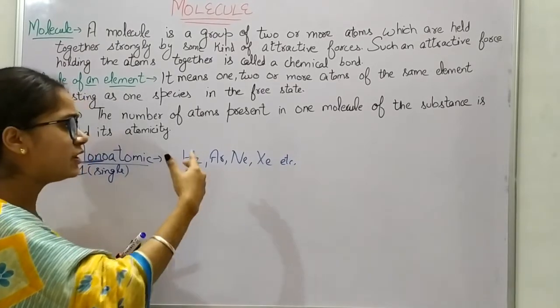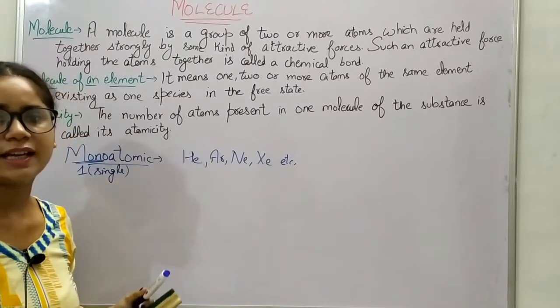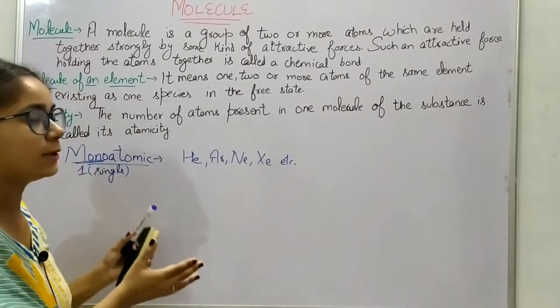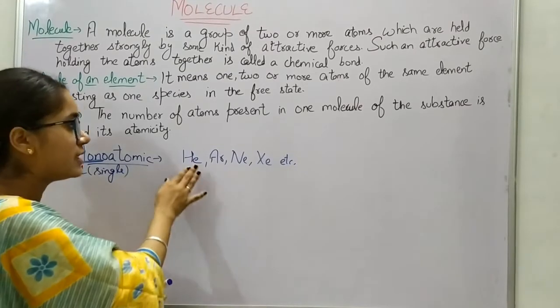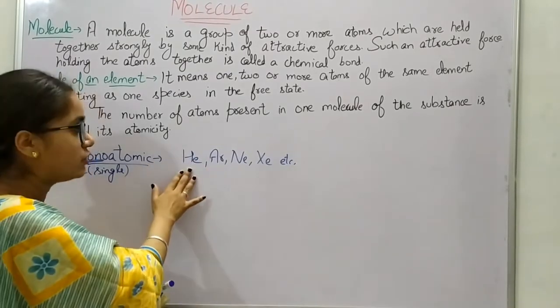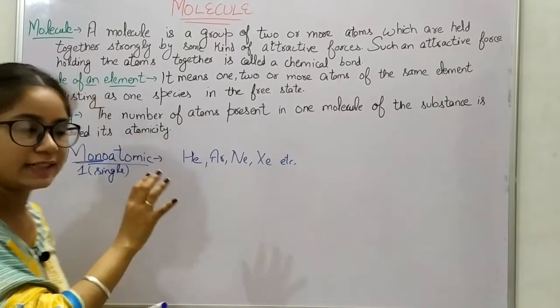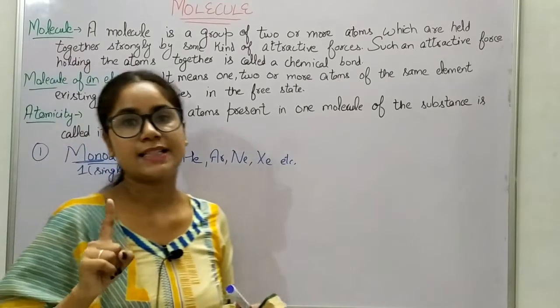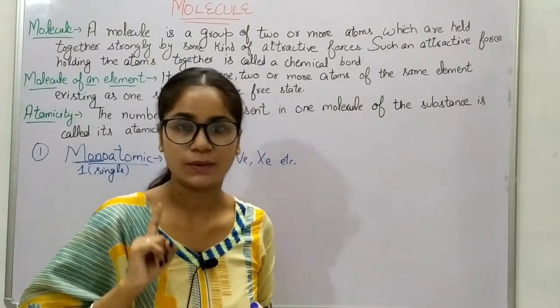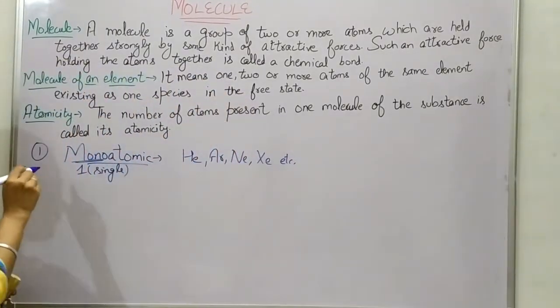Now this is also an atom, this is also a molecule. Why? Because they do not need to react with another element. They are stable in this monoatomic state. So this refers to an atom and also to the molecule. That's why these are known as monoatomic, because only one single atom makes a molecule. Now the second one is diatomic.